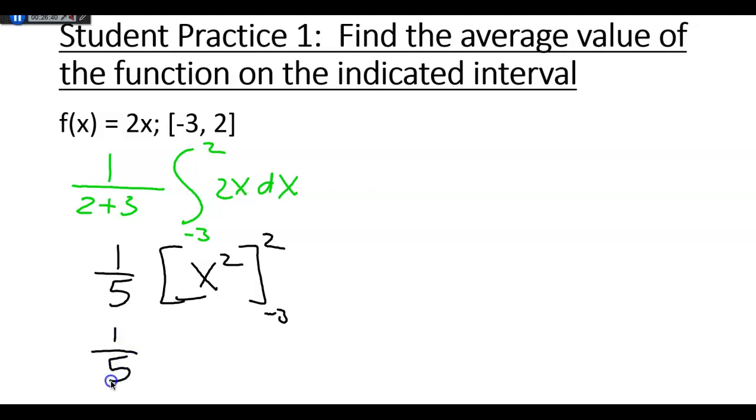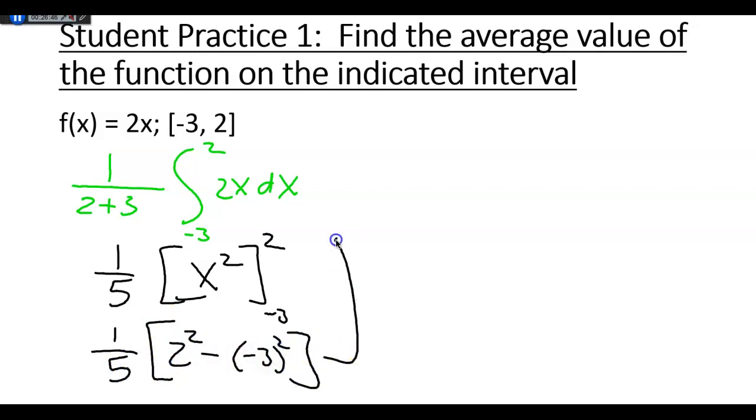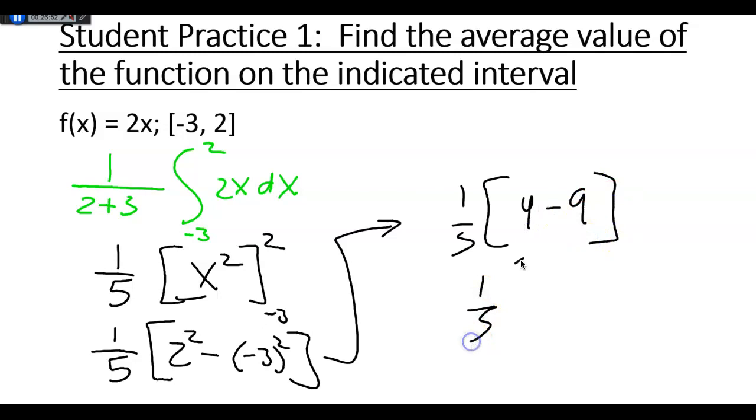And then from there, we plug stuff in, right? So it's going to be 2 squared minus negative 3 squared, which is going to be 1/5 times 4 minus 9, which is negative 5. And so negative 1. And that represents the average height of the function, the average distance from the x-axis, so to speak.